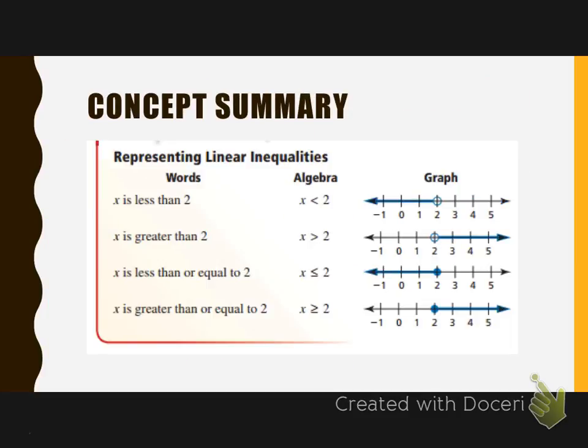So in concept summary here, representing linear inequalities, x is less than 2, open circle, arrow to the left. X is greater than 2, open circle, going to the right. X is less than or equal to 2, closed circle, going to the left. Or x is greater than or equal to 2, closed circle, going to the right. Get your notes finished up, show them to me, and get working on your assignment.